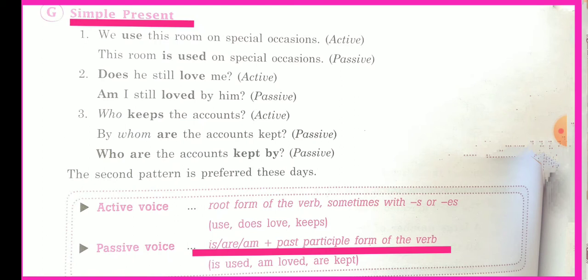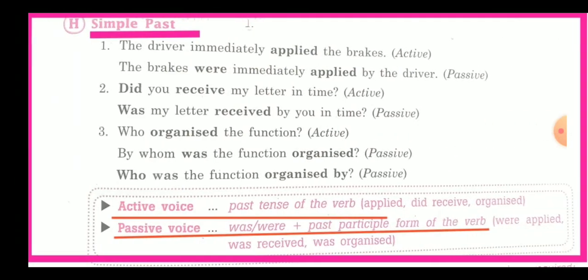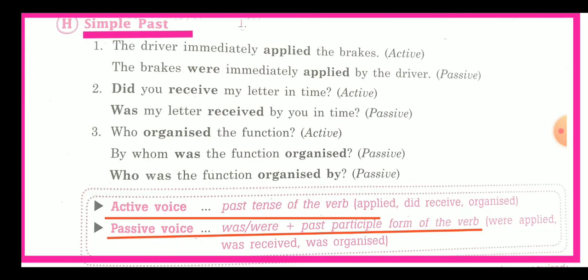So this is how we have learnt about simple present tense. Now simple past tense. In simple past tense, as we know, we use the second form of the verb, that is past tense of the verb. So second form of the verb will change into was, were plus third form of the verb, means past participle. Always we will use past participle in passive voice along with an auxiliary verb. So here verb second form will change into was, were plus third form, and if did is given, it will be changed as it is, was, were plus third form of the verb.